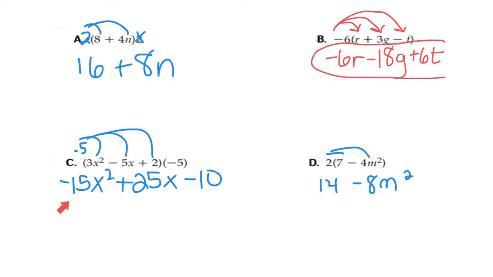Like in this one, make sure you have a negative 15 and a positive 25 and a negative 10, because that negative 5 changes the signs of everything that's inside of these parentheses. So you want to make sure that you end up with the correct thing. We put positive 25 here because negative 5 times negative 5 comes positive 25. So we use a plus to indicate that. Anyway, hopefully you got all those right. Let's take a look at some where we're just combining terms.